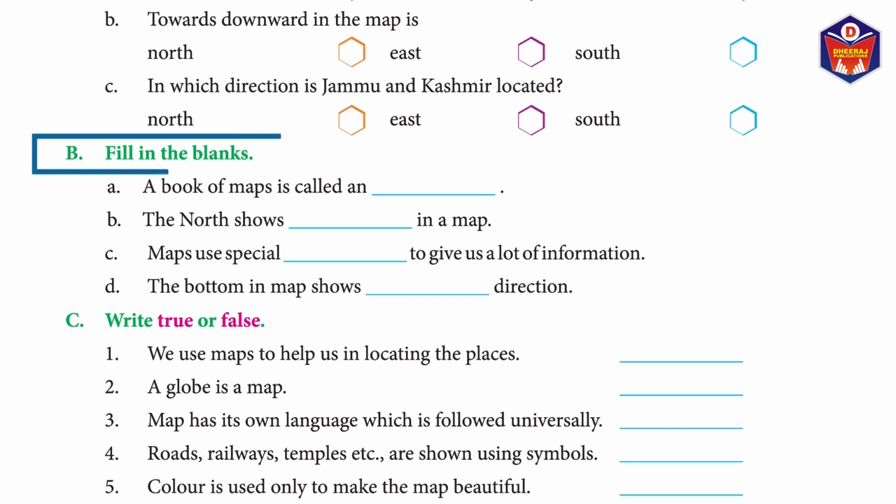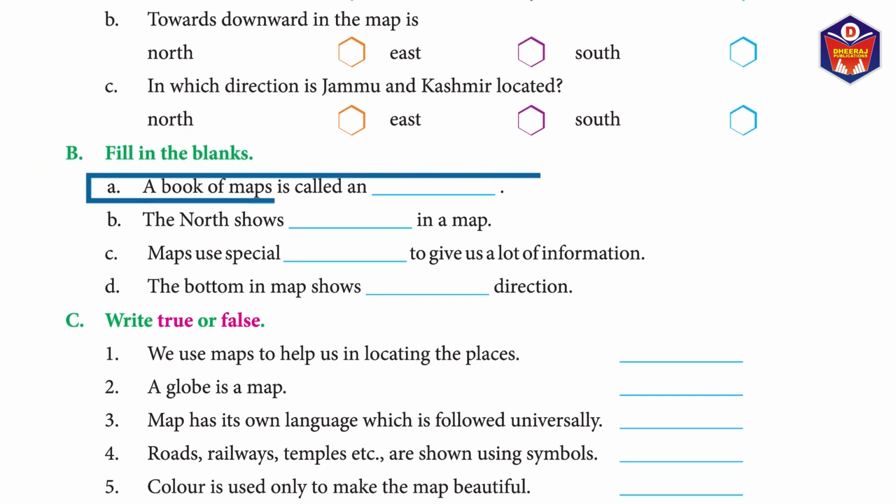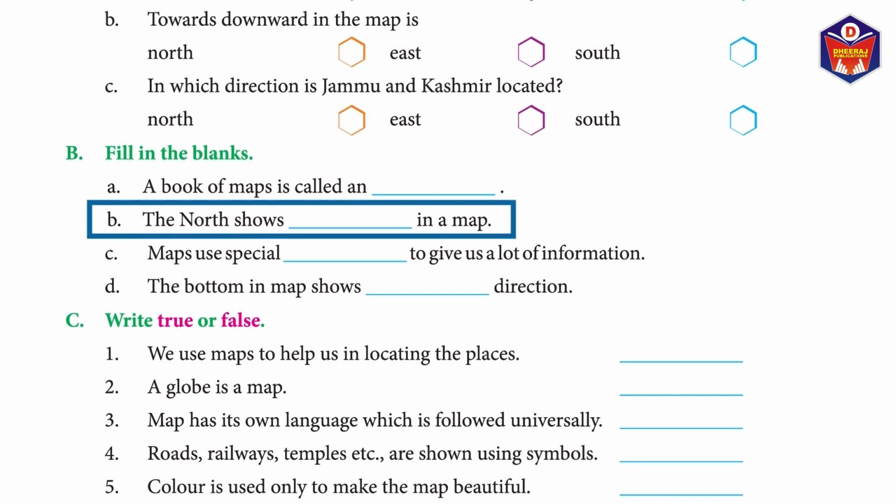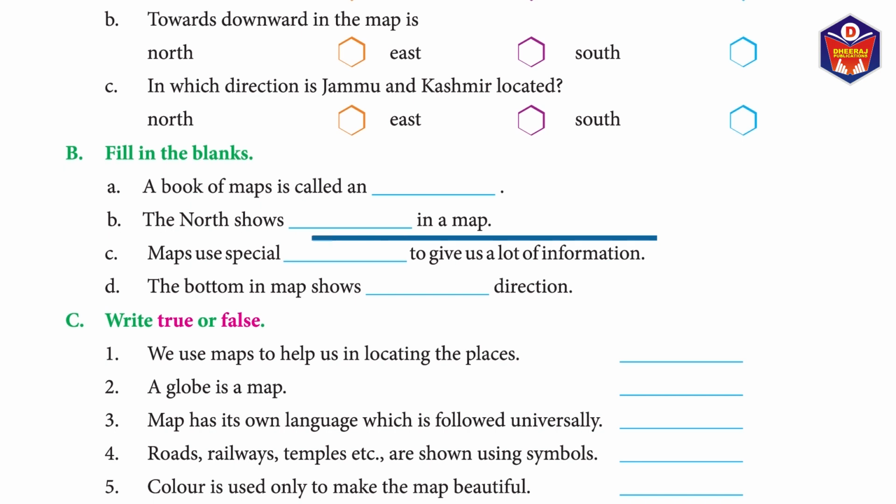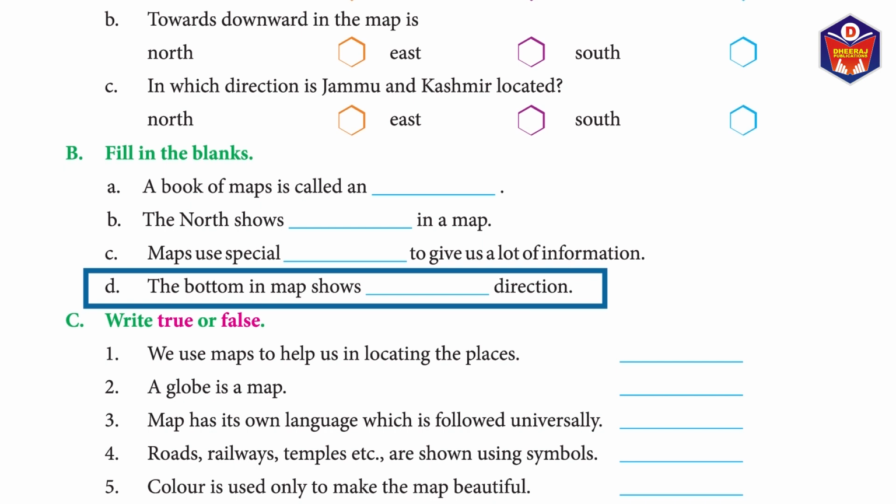B. Fill in the blanks. A. A book of maps is called ____. Answer: atlas. B. The north shows ____ in a map. Answer: top. C. Maps use special ____ to give us a lot of information. Answer: symbols. D. The bottom in a map shows ____ direction. Answer: south.